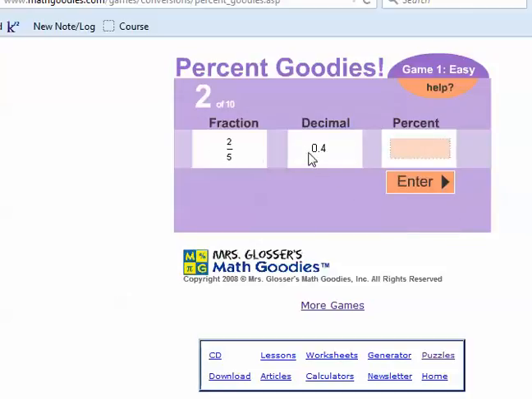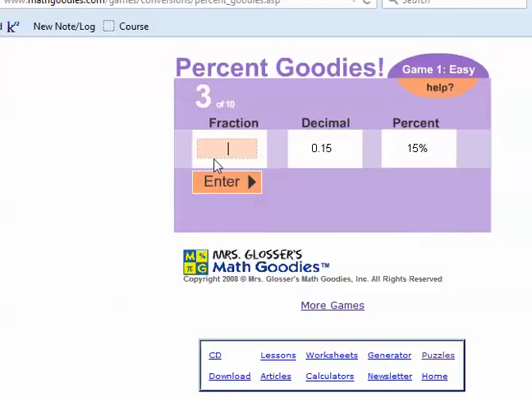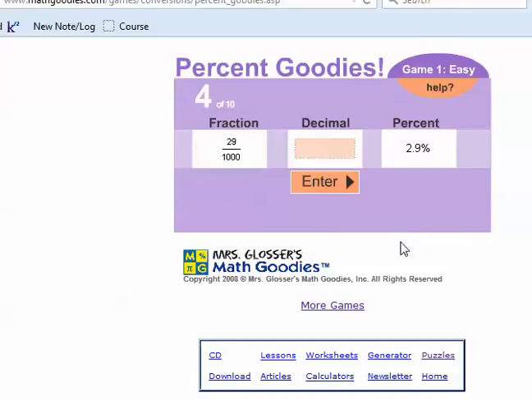2 over 5 is 0.4. Well, that would be 40%. Okay? And I think I have to enter the percent there. Oh, I do. I had to enter the percent sign in there to get it correct. Okay? This one's saying, what is the fraction if this is my decimal? Well, it's 15 over 100, right? That reduces to 3 over 20. And you can just do those in your head if you need to and get them right.